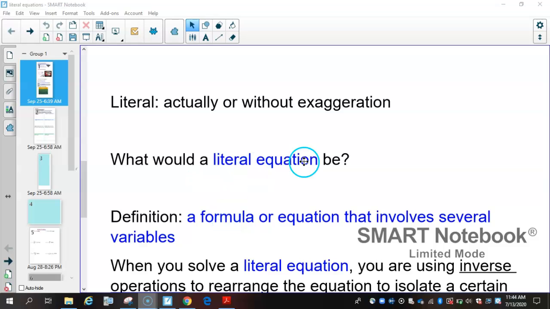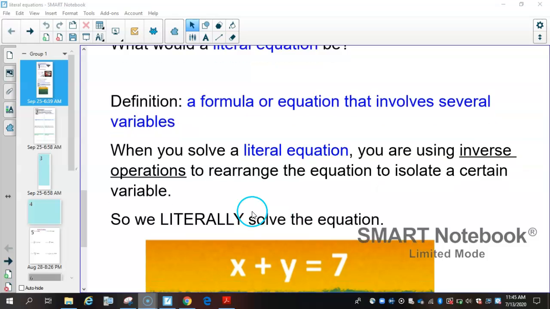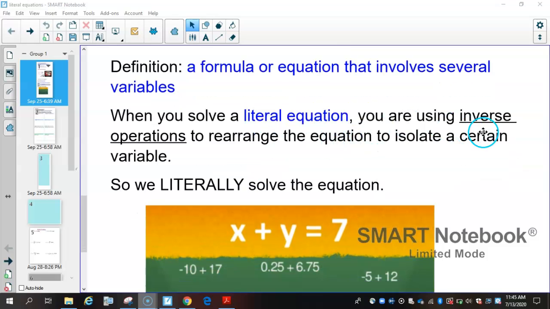The definition of a literal equation is a formula or equation that involves several variables. So you might be thinking, how does that tie into it being literal, or how would we solve that? Well, when you solve a literal equation, you're using inverse operations to rearrange the equation to isolate a certain variable. Let's break that down. Using inverse operations should sound similar to how we solve multi-step equations, because that is the same thing.